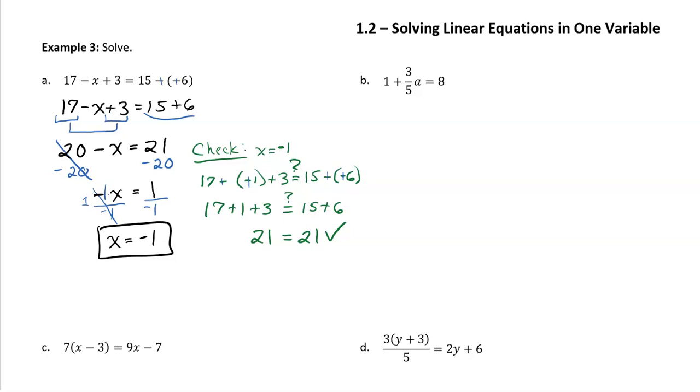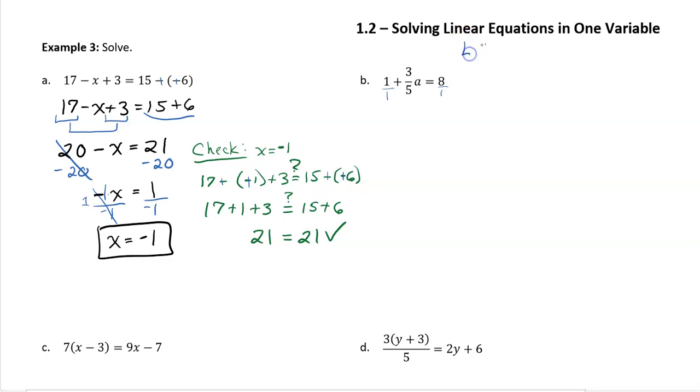Now to part B. And we're finally facing those dreaded fractions. But it's okay. We have a way of clearing them out, of simplifying those fractions away. So on part B, we have 1 plus 3/5 a is equal to 8. So I can see the fraction here. And if I need to, I can even make the 1 into a fraction by putting it over 1. Any whole number we can make into a fraction by dividing it by 1. And the same thing with the 8.